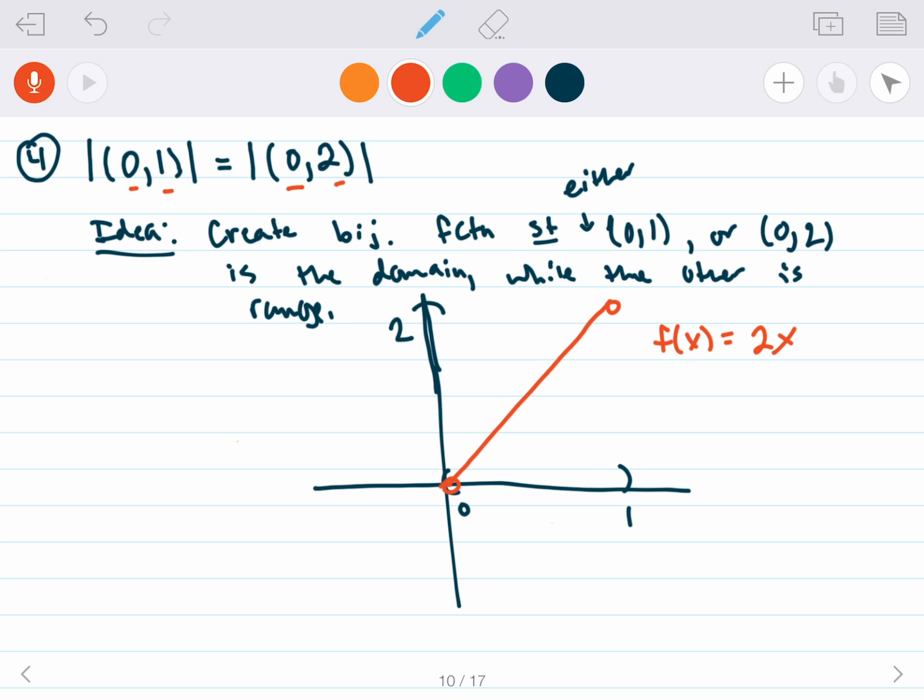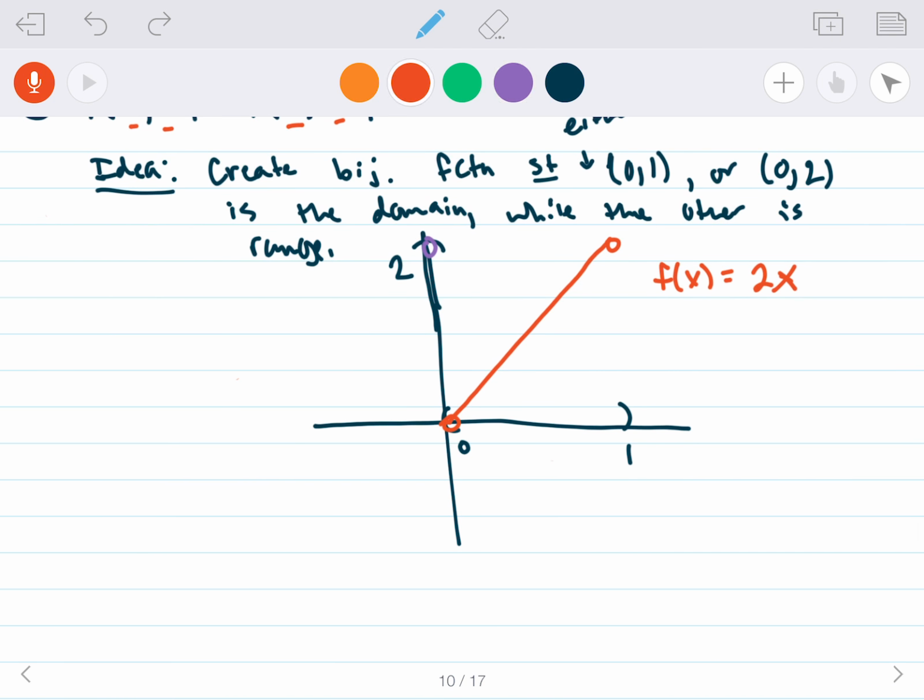Okay. Now you could also have drawn your picture differently and maybe done something like this. You could have switched up your endpoints so that (0, 1) was on the y-axis and (0, 2) was here. There are lots of different ways to show that these two intervals have a bijection between them, but this is just the way that I wanted to do it.